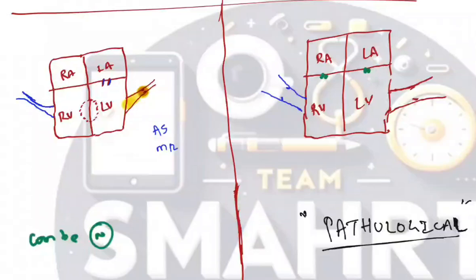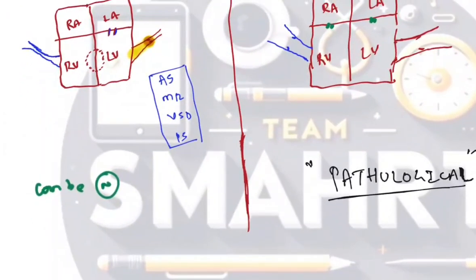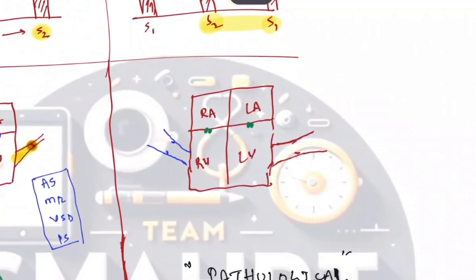Then if there is VSD, ventricular septal defect, the blood turbulence can develop, leading to another reason. And the last reason is pulmonary stenosis. When the right ventricle contracts, if the blood is not able to go into the pulmonary artery because of pulmonary stenosis, then we will be able to hear a systolic murmur. Coming to diastolic murmur.